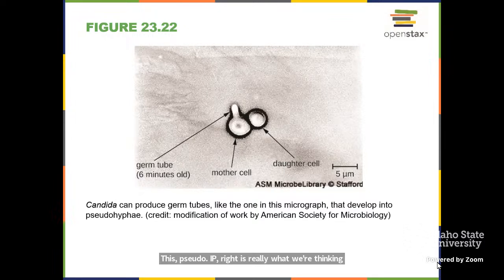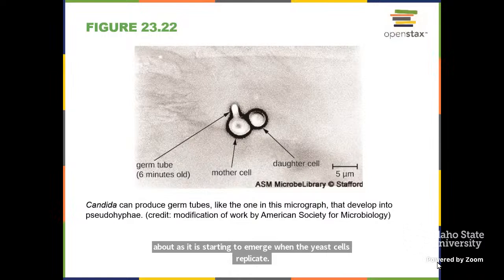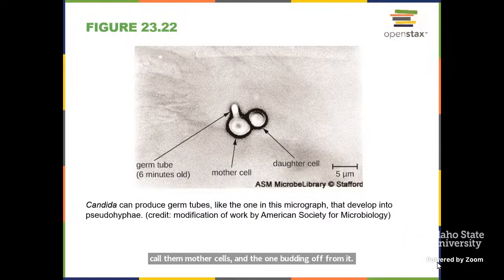When the yeast cells replicate, we call them mother cells, and the one budding off from it, the daughter cell, and this mother cell generating this germ tube. It's only 6 minutes old. We're doing some time-lapse photography as we're making some of these images. That's where we're getting that.